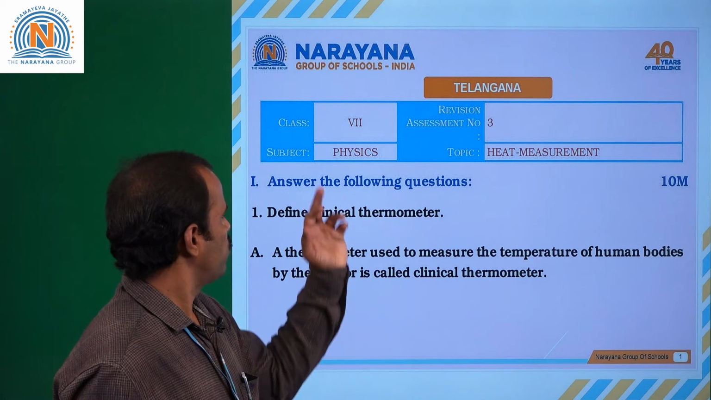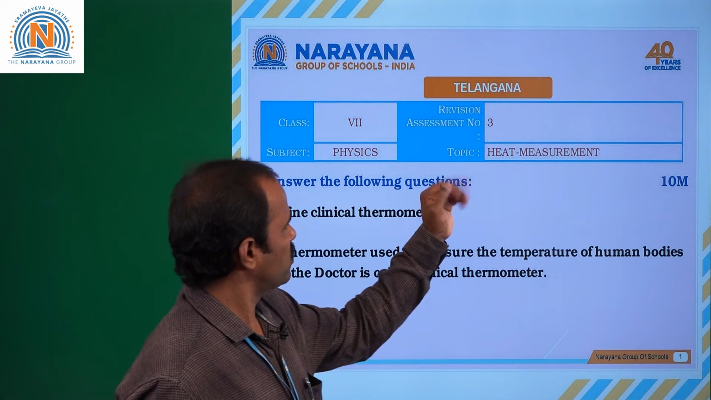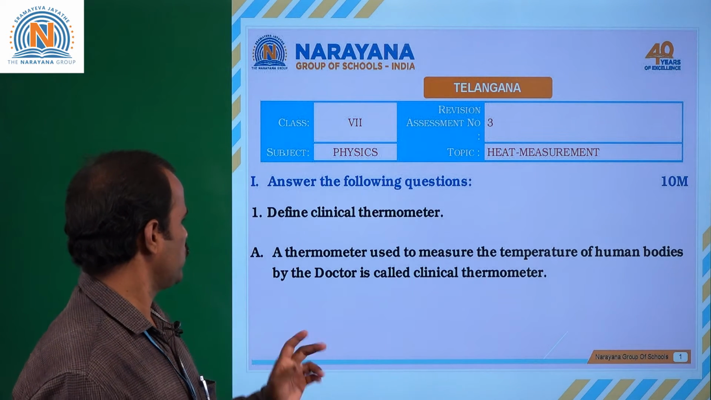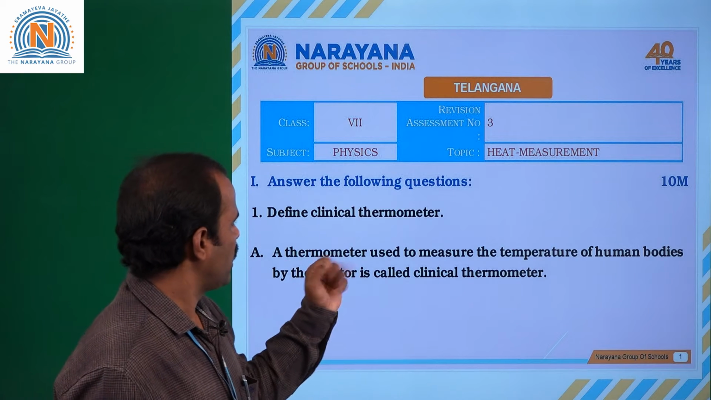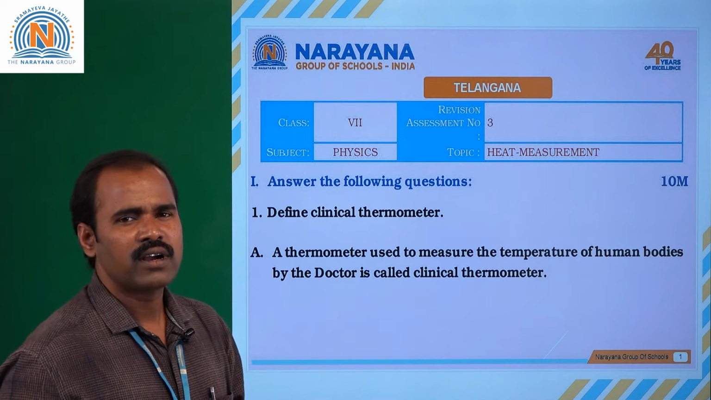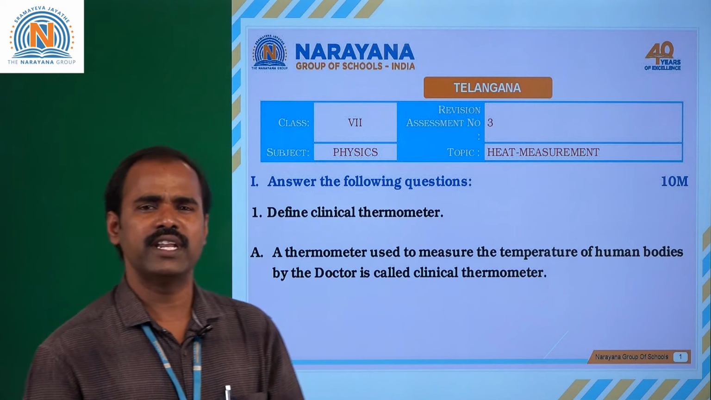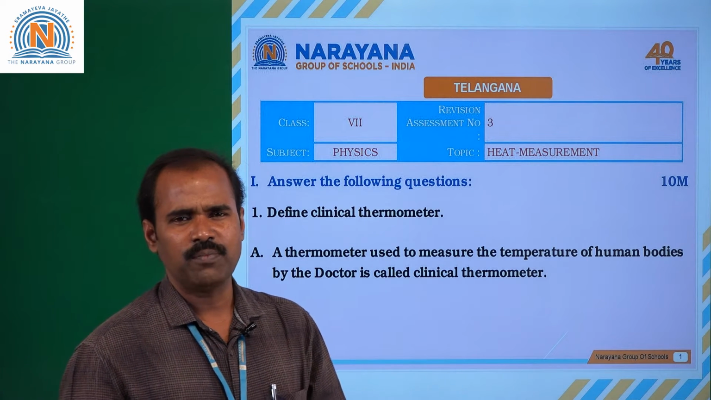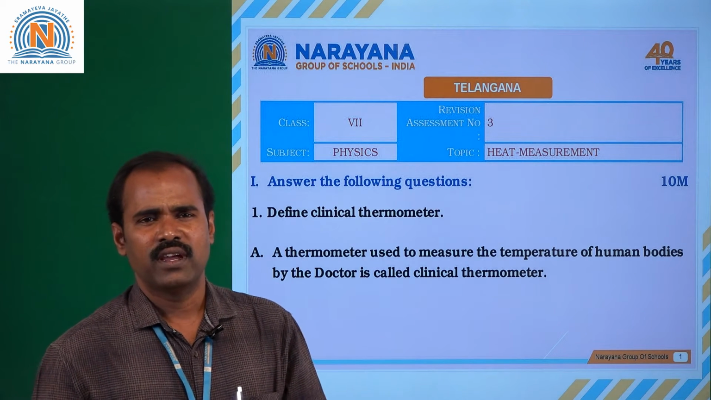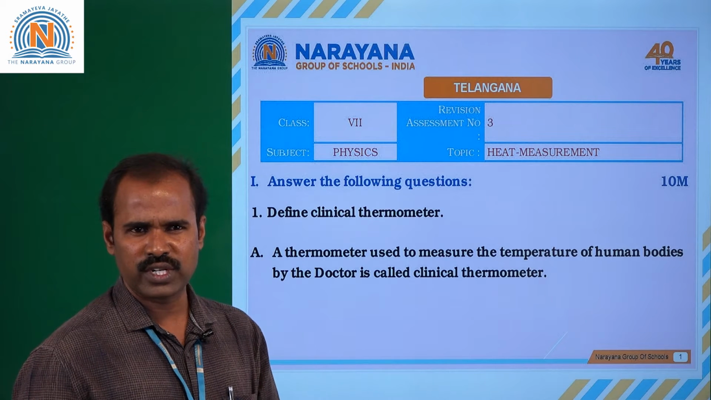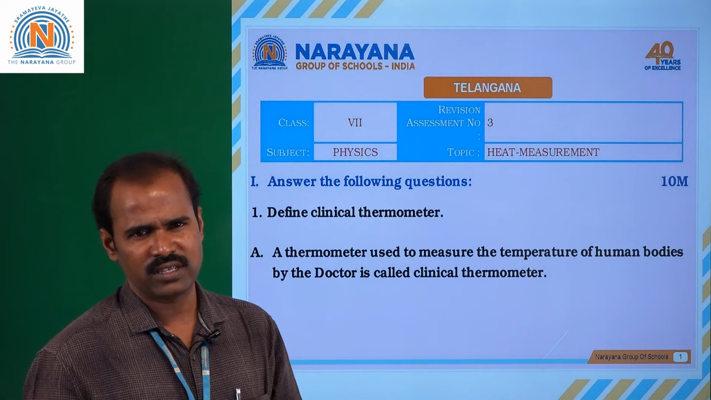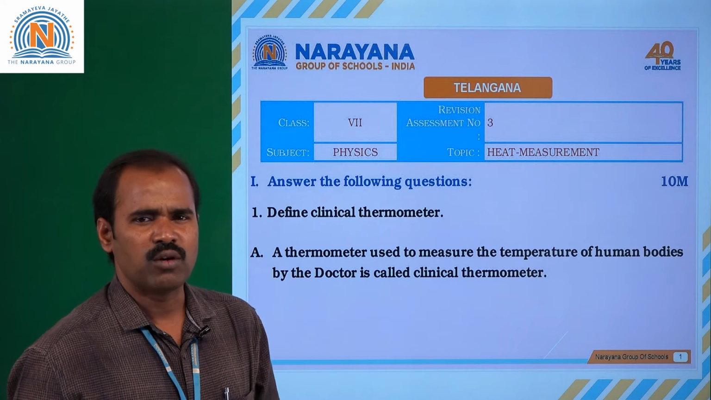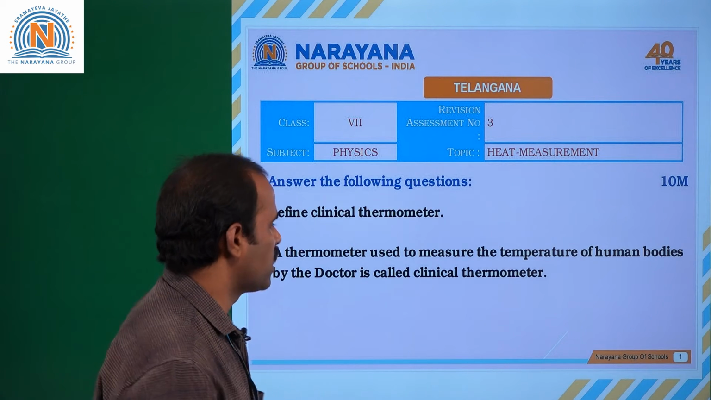Today's assignment for class 7th, assignment number 3, topic is heat measurement. In that, first question, define clinical thermometer. What is a clinical thermometer? It is used to measure the temperature of the human body. That is, it is used in a hospital. Doctors use a clinical thermometer to measure the temperature of the human body. That is called a clinical thermometer.